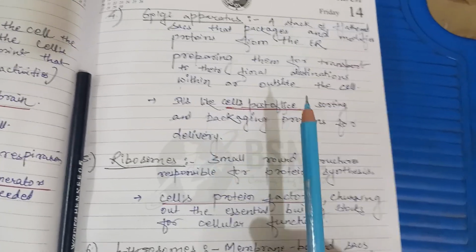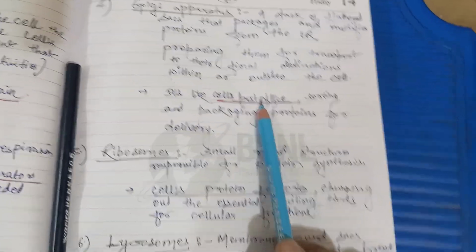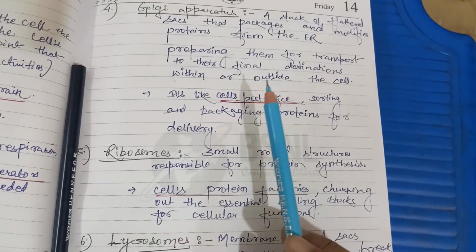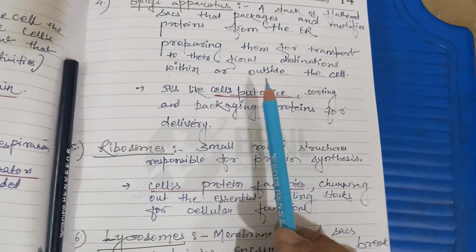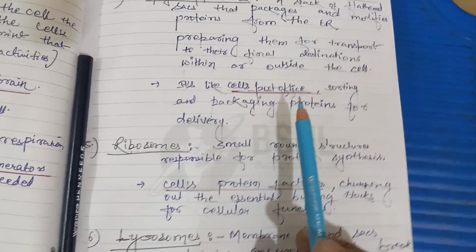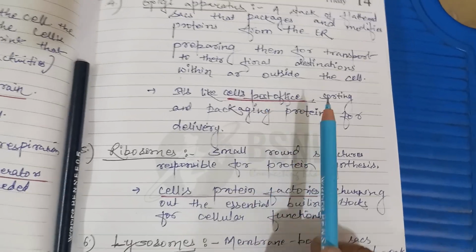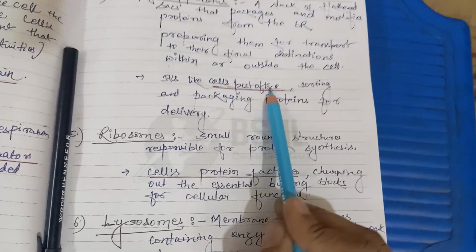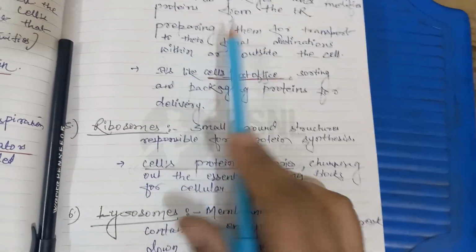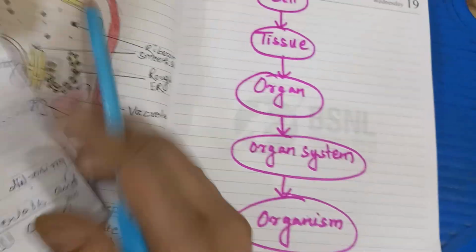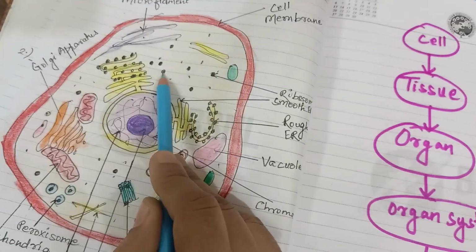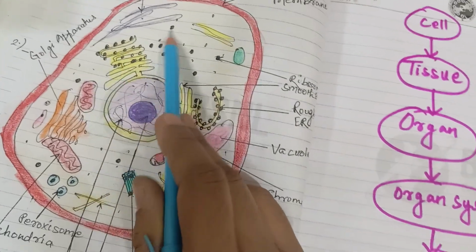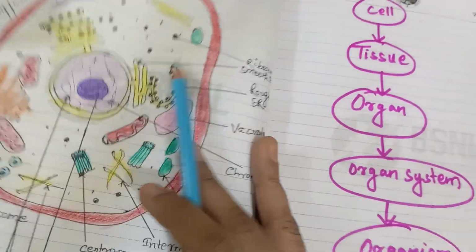It will prepare everything, in the same way we send letters. It is like a post office: it will sort all the letters and make all the items ready for delivery. So the Golgi apparatus does the same thing. Now next is the ribosome. These are the ribosomes, the black round dots that I have represented in the picture.